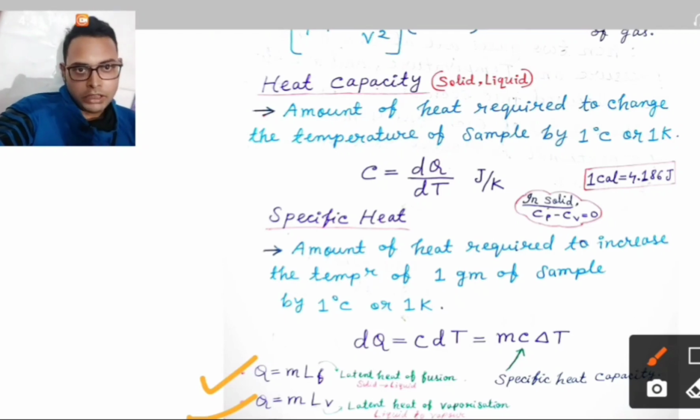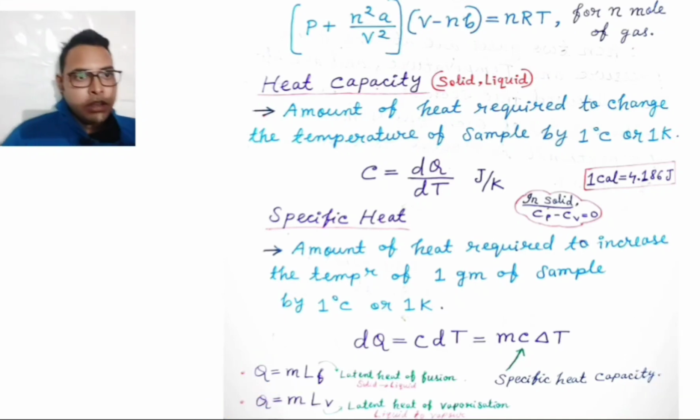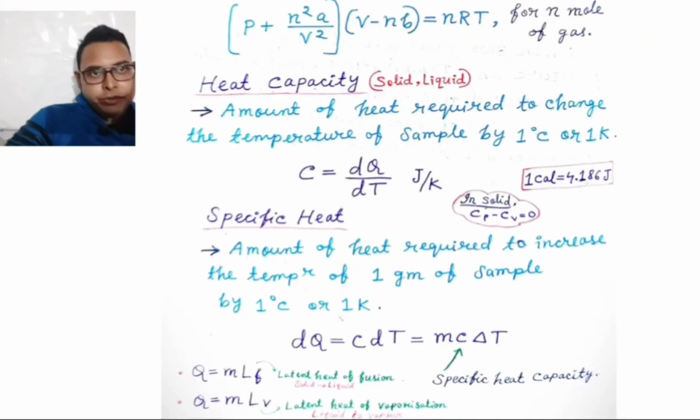We can write the formulas of Q in the case of latent heat of fusion and vaporization in the transitions like this. See the specific heat capacity.